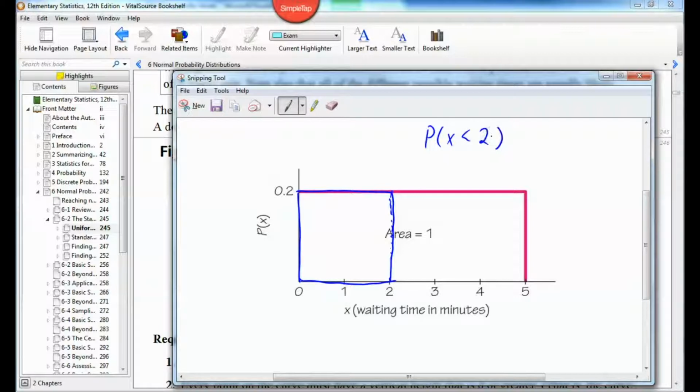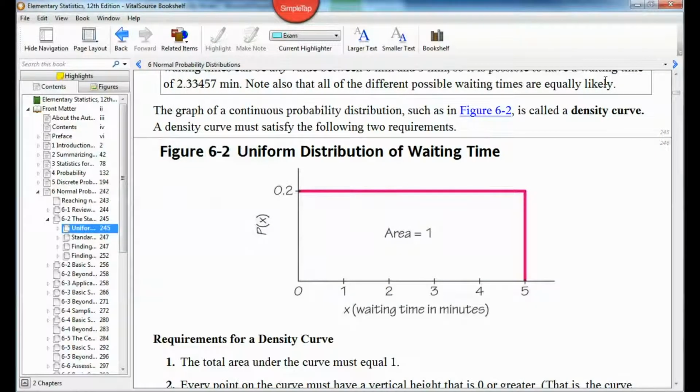So the probability x is less than 2, you say 2 units times 0.2. 2 times 0.2 would be 0.4, or 40%. So there's a 40% chance that you would wait 2 minutes or less. It's kind of neat how you can tie geometry into something real simple like that, into a, I guess, kind of a harder topic, probability. That's a uniform distribution.